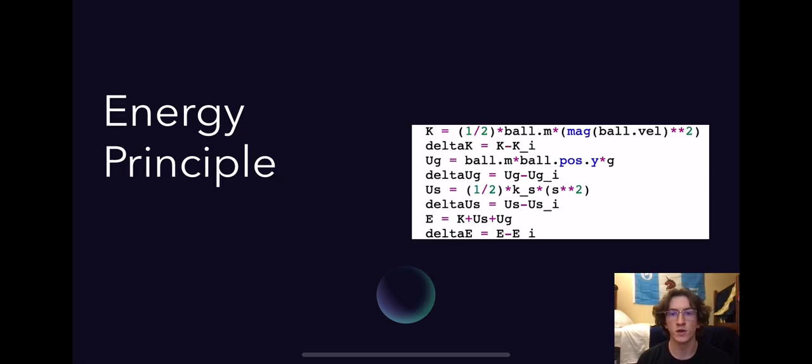This part of the code produced values for the energy principle. K represents the kinetic energy, UG represents the gravitational potential energy, US represents the spring potential energy, and E represents the total energy of the system. The system included the spring, the mass, and the Earth, which is why all three of these values were included in the total energy formula.